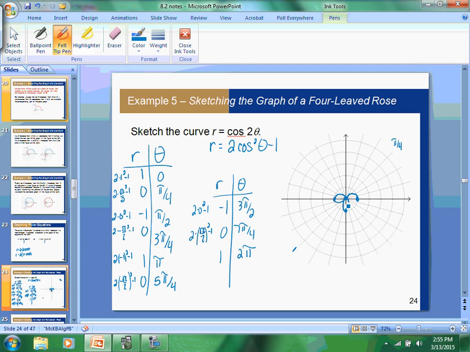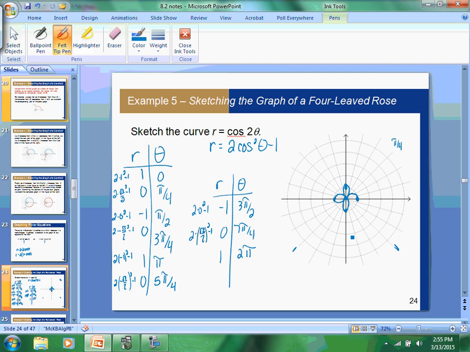At negative 3 pi over 2, I have to go negative 1, so that actually means I go up 1. I go in the opposite direction. So I was at 0, now I'm going to connect up to the positive 1. At 7 pi over 4, which is over here, I'm actually going to be back at 0, so I connect my petal back down to 0.